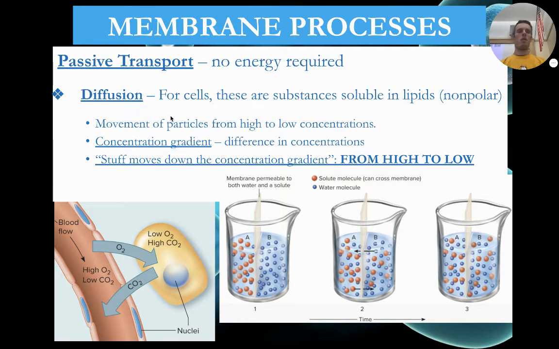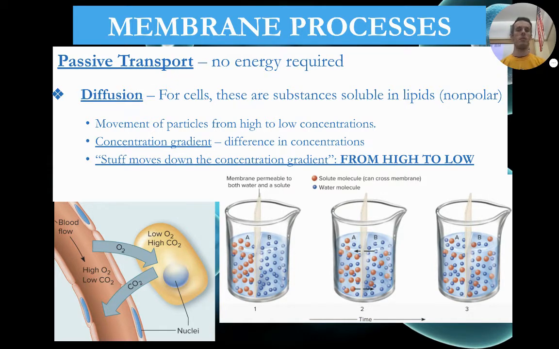So we're going to start off with passive transport, and this is the transport of stuff, whether we're talking about ions or nonpolar molecules or whatever, going from one side of the membrane to the other. And passive transport is not going to depend on any sort of energy. So one type of passive transport is known as diffusion.